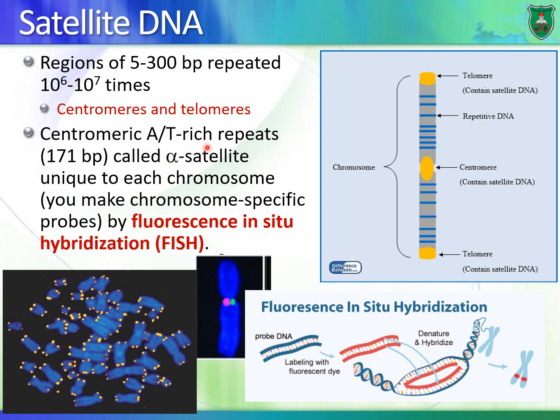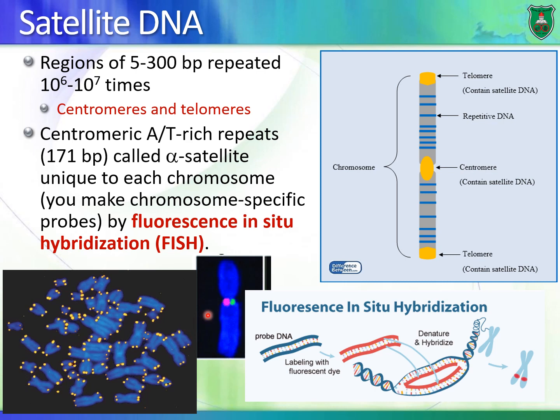Now, centromeres are AT-rich repeats. They are composed of about 171 base pairs. They're called alpha satellites, and they are unique to each chromosome. So each chromosome has its own sequence of centromeres, and we can take advantage of probes in labeling centromeres and telomeres. For example, centromeres of different chromosomes have different sequences, so we can use the probes to label centromeres of different chromosomes. We can do the same with telomeres, but telomeres of different chromosomes have the same sequence, so we can use the same probe to label the ends of chromosomes.